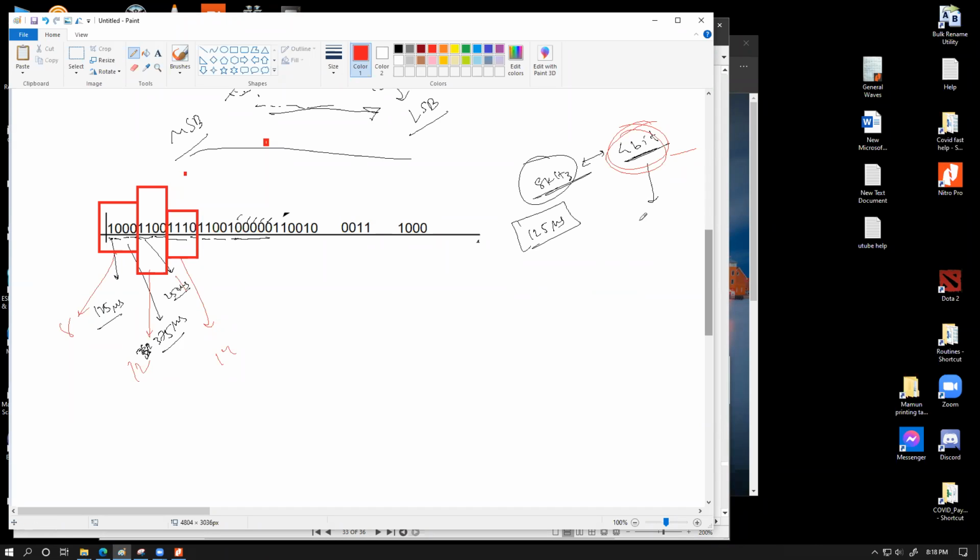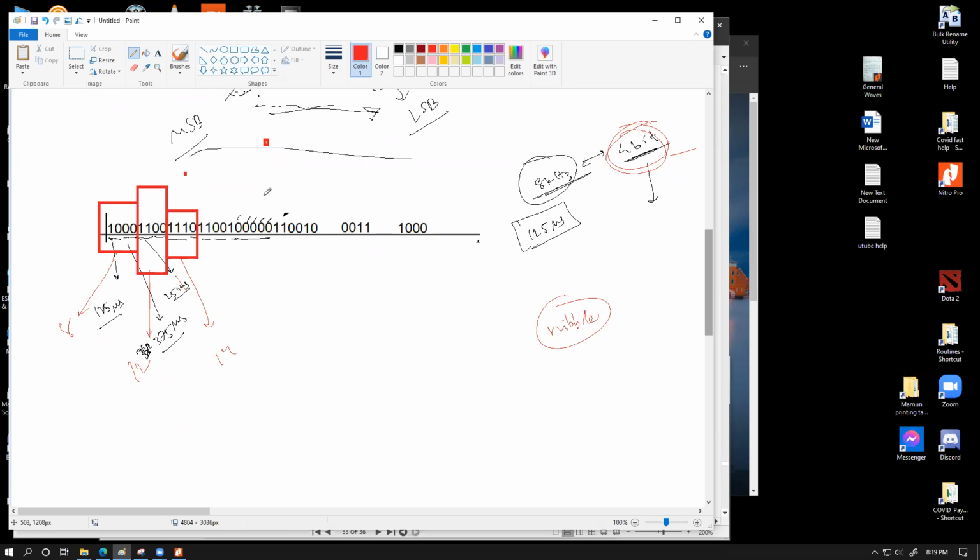Does anyone have computer as a subject? Yes, sir. These 4 bits together is called a byte, right? Am I correct? Sir, 4 bits is called a nibble. 8 bits is called a byte. What is 4 bits called? Sir, nibble. Okay, that's a new word for me. Okay, thank you.